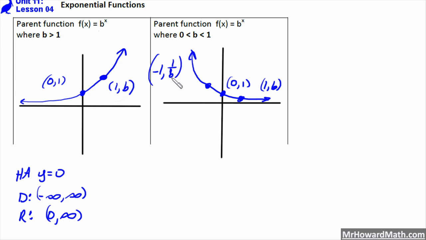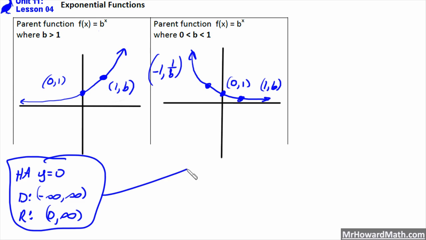So the easy way to say that is negative 1, reciprocal of the base. So if the base is 1/2, the reciprocal of 1/2 is 2, so it would be (-1, 2). If the base is 1/3, the reciprocal of 1/3 is 3, so it would be (-1, 3). But we'll see that later on. All of this stuff is actually the same over here. It's the same for both of these, so we won't write that again.